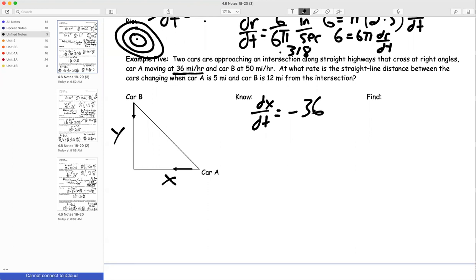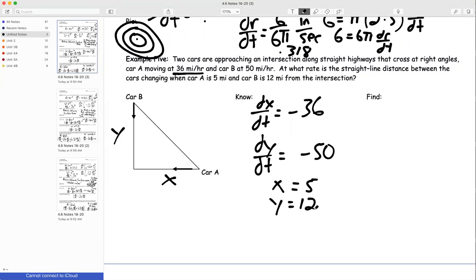And so by that reasoning, dy/dt is going to be the rate of change of car B. And so it is going to be negative 50. And I also know these distances. I know that X is 5, and I know that Y is 12.